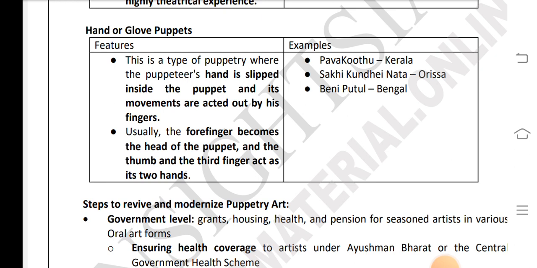Hand and glove puppets feature. This is a type of puppetry where the puppeteer's hand illuminates the inside of the puppet and its movements are acted out by his fingers. Usually the forefinger becomes the head of the puppet, and the thumb and the third finger act as its two hands.